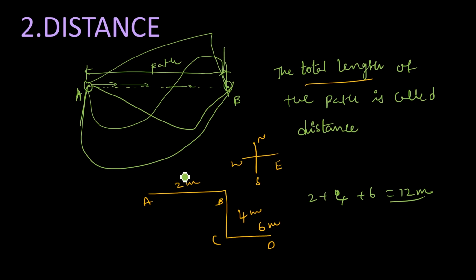Here I'm considering only magnitude. Magnitude means some quantity, a quantity which can be measured, that is called a physical quantity. So here I'm considering only magnitude. That is about distance. I hope you got it.